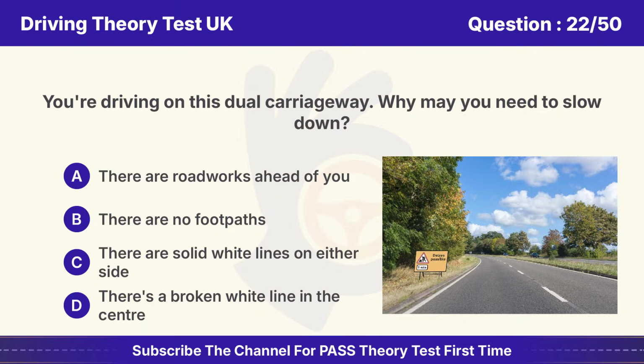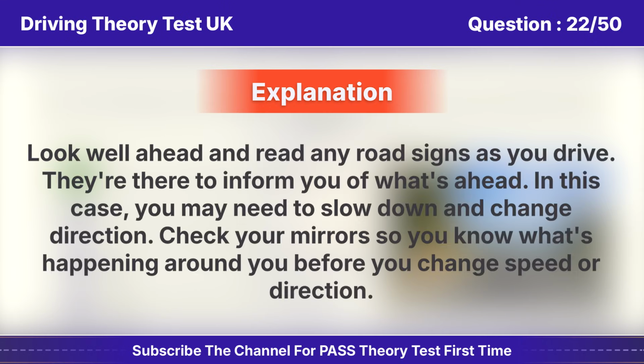Question 22. You're driving on this dual carriageway. Why may you need to slow down? Answer is A. There are roadworks ahead of you. Look well ahead and read any road signs as you drive. They're there to inform you of what's ahead. In this case, you may need to slow down and change direction. Check your mirrors so you know what's happening around you before you change speed or direction.